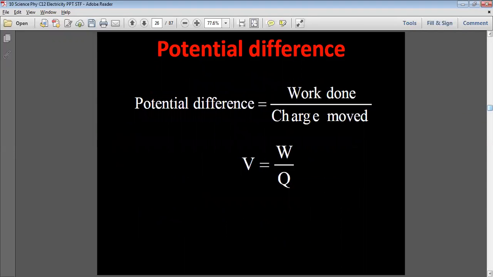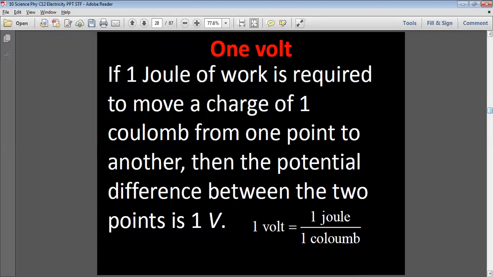The formula for the potential difference is work done divided by charge moved. V equal to W by Q. V is the potential difference, W is the work done and Q is the charge. For example, air always moves from high concentration to lower concentration, or water also, from high concentration to lower concentration.